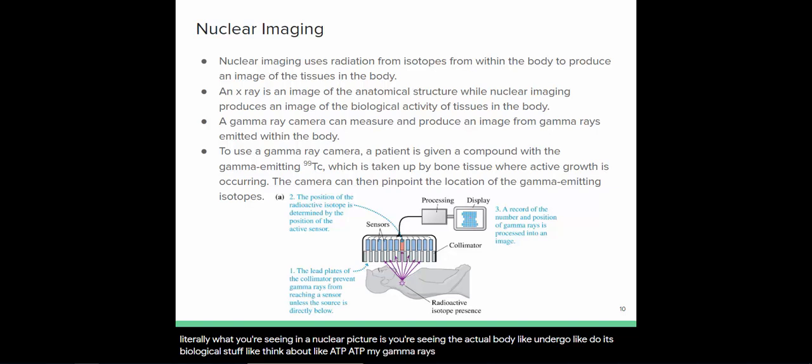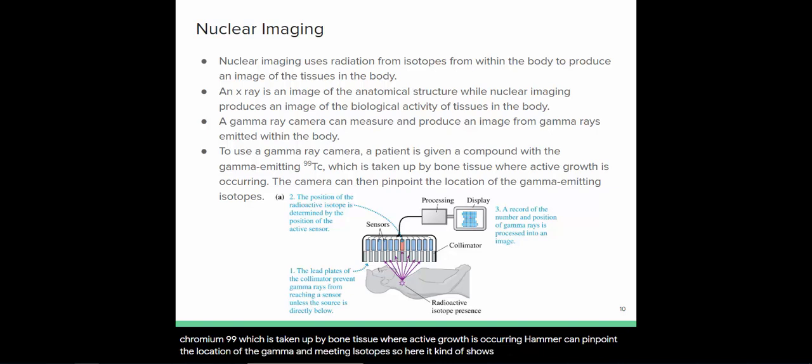A gamma ray camera can measure and produce an image from gamma rays emitted within the body. To use a gamma ray camera, a patient is given a compound, usually like technetium-99, which is taken up by bone tissue where active growth is occurring. The camera can then pinpoint the location of the gamma emitting isotopes.